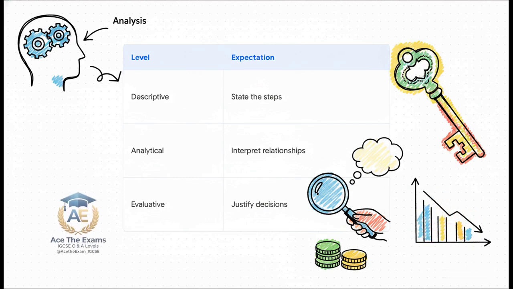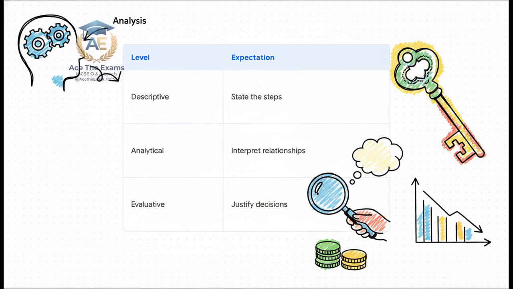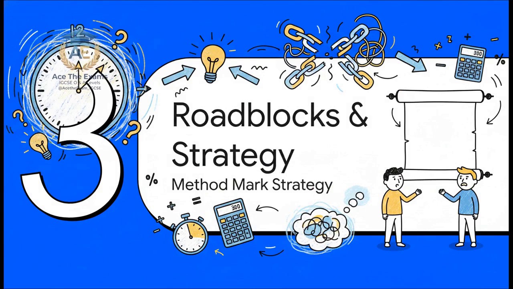You must evaluate. For instance, evaluate if a 20% depreciation rate is actually appropriate given the business's current liquidity issues, and justify your stance using the exact figures you just calculated. That is how you prove mastery. Let's jump into Part 3, Roadblocks and the Method Mark Strategy.